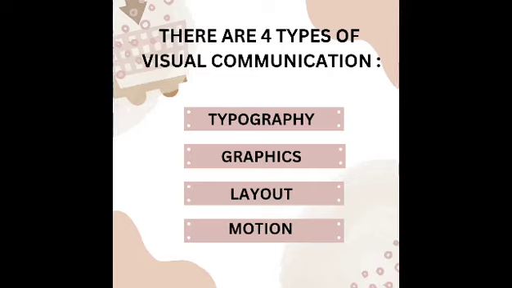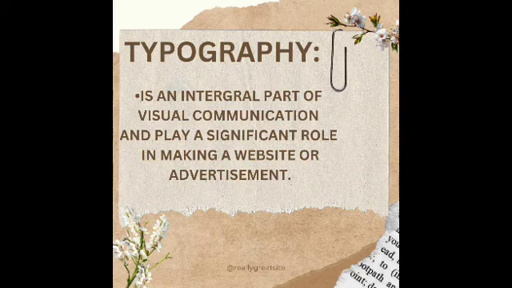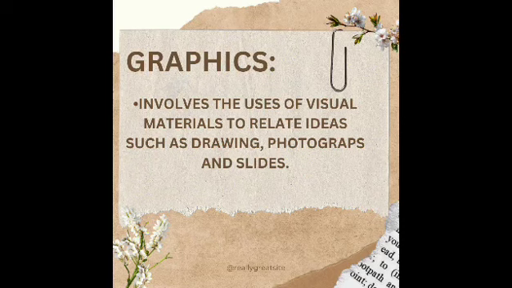There are 4 types of visual communication. First is typography, graphics, layout, and motion. Typography is an integral part of visual communication and plays a significant role in making a website or advertisement look good. It uses fonts, letter spacing, layout styles, and other design elements to highlight messages or articles.